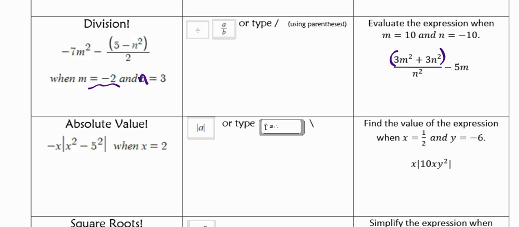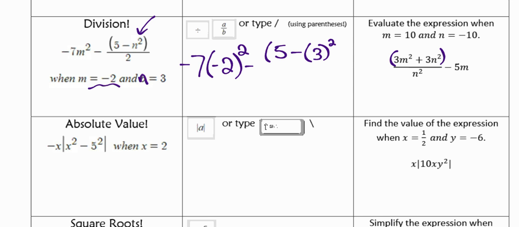There's another typo. That should really be n. That equals 3. So I'm going to write this expression, -7 times -2 squared minus 5 minus n squared minus 3. Just the n is squared. That exponent of 2 is just attached to this 3, then the grouping symbol shows up there. And that gets divided by 2.